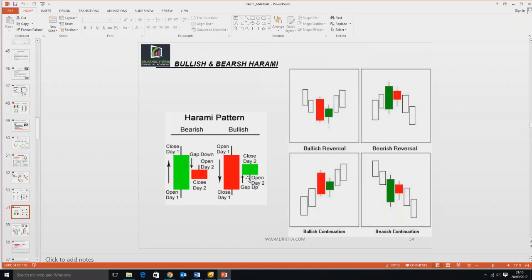Then you have this bullish and bearish harami pattern. The condition for those is the next day open is actually a gap down in case of bearish harami, and the close is less than the open price. Similarly, for the bullish harami pattern, you should have a gap up opening and the close is more than the open price. And these are also the reversal or the continuation pattern depending upon their shape and where they actually originate.